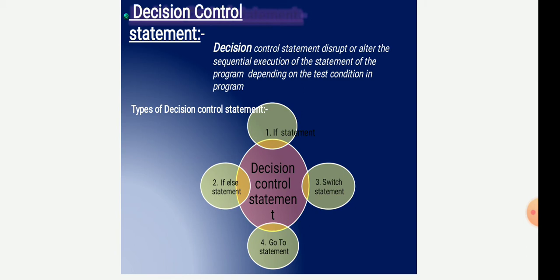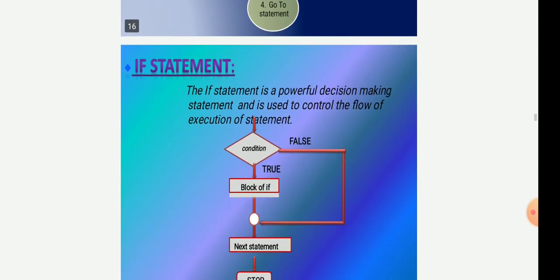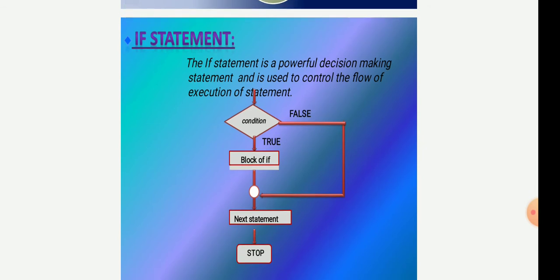Now what is the if statement? So dear students, the if statement is used to control the flow of the execution. In this statement, we give a condition. If the condition is true, then the block related to the true part is executed. Otherwise, if the condition is false, the program executes in normal flow. So this is our if statement.